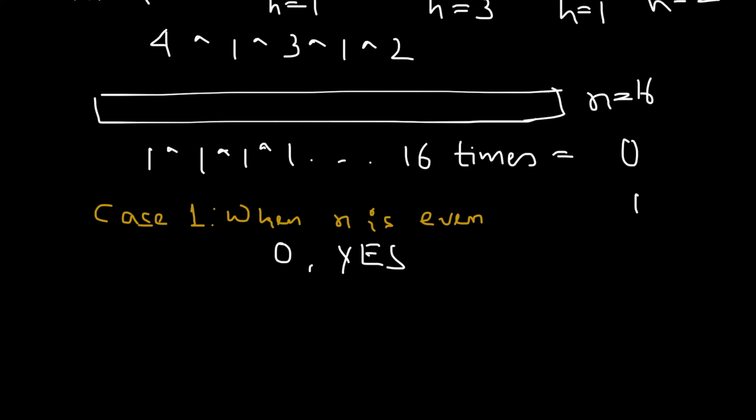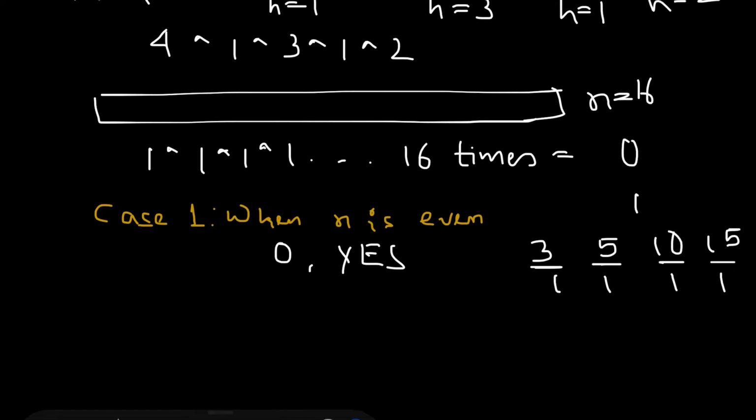Let's say I have an array 3, 5, 10, 15. For this, I will divide it into four parts of length one. Here, the h values are 1, 1, 1, 1. And we know if I XOR one an even number of times, the answer will be 0. And so we'll print yes. So our first case is done.